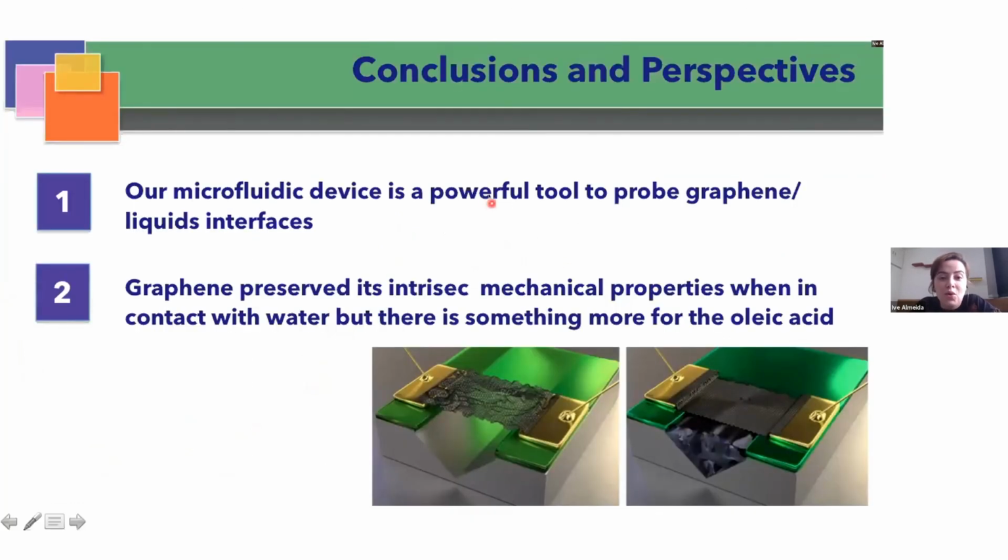As conclusions, our microfluidic device is a powerful tool to probe graphene liquid interfaces. Graphene preserved its intrinsic mechanical properties in contact with water, but there is something more for oleic acid.